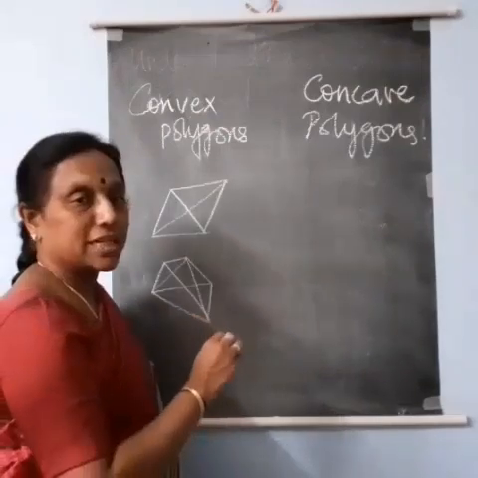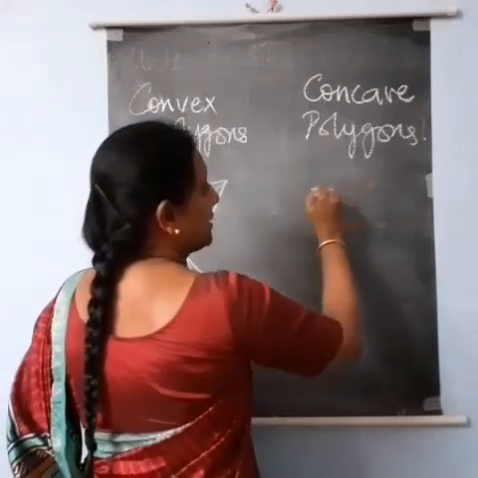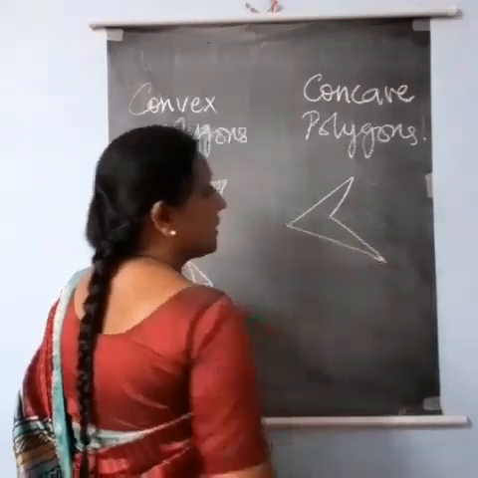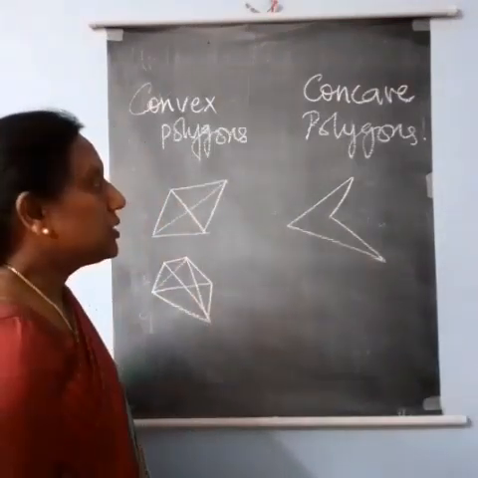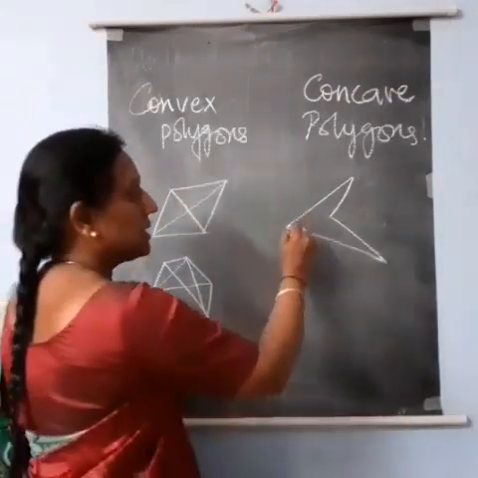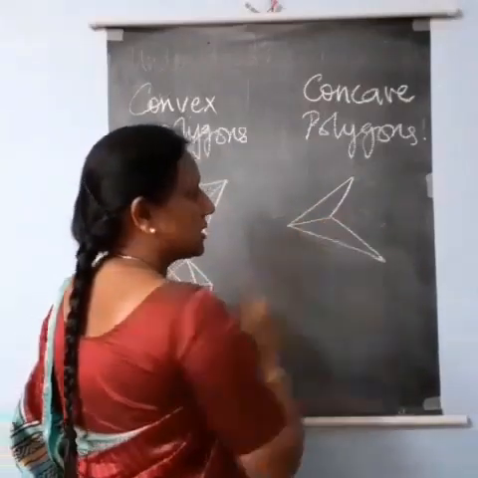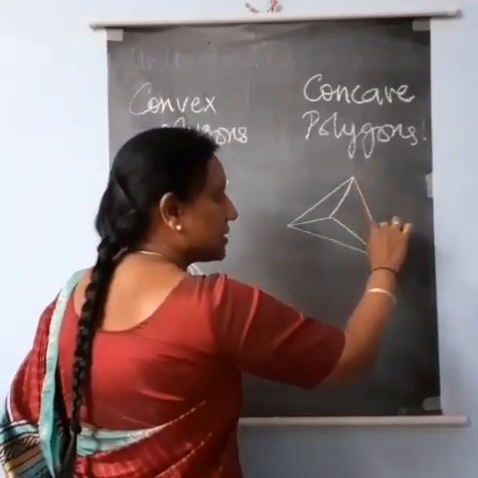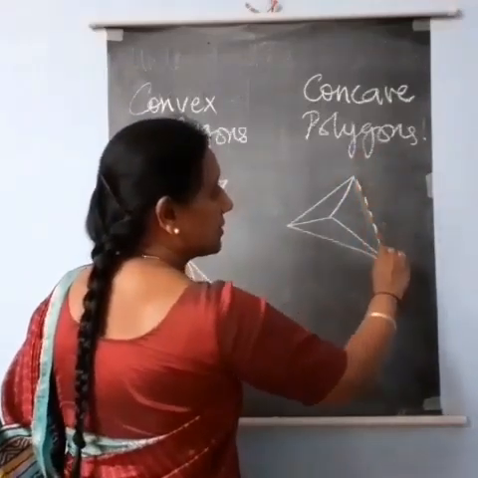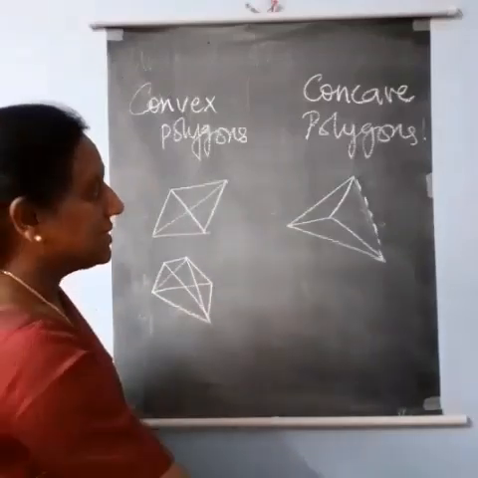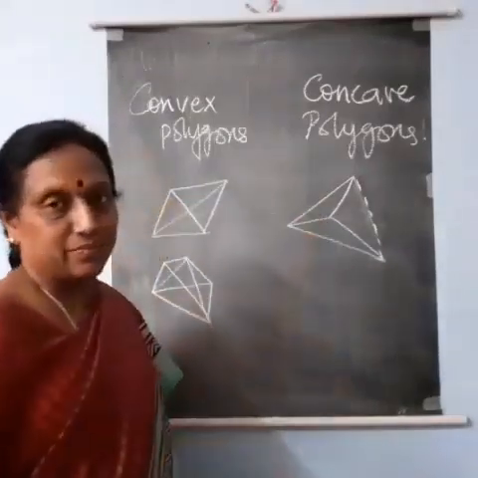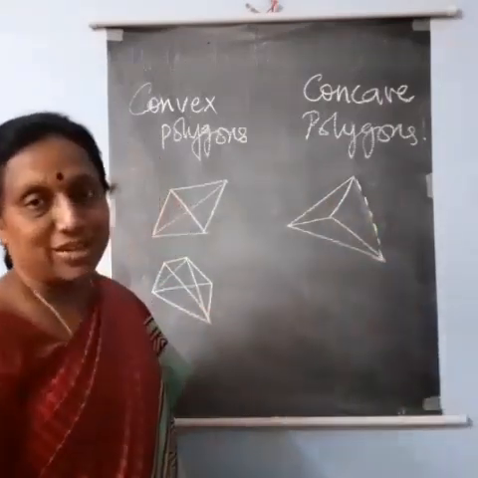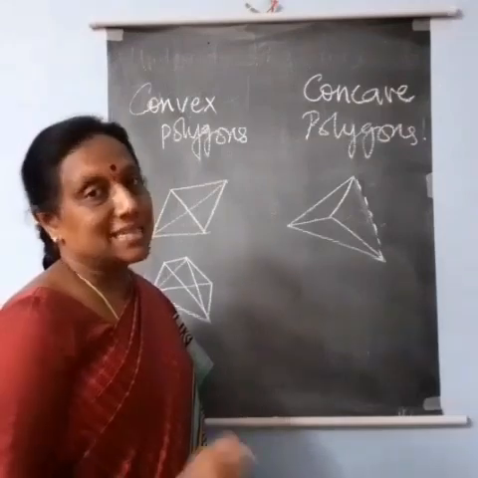Now let us come to concave polygons. Now supposing I have a figure like this. Now what happens? Two non-consecutive vertices. So these two are consecutive, so I can join these two. Then these two are non-consecutive, so this also is a diagonal. Yes. Now what happens? This diagonal is inside the figure, so it is an interior diagonal. Now this diagonal is outside the figure, so it becomes an exterior diagonal.